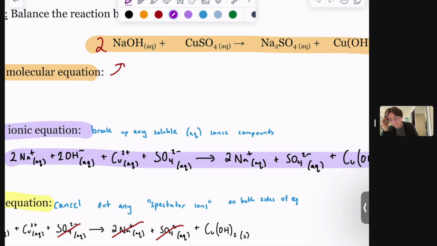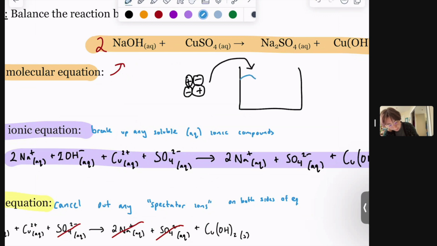You don't have to draw this if you don't want to, but we've talked about it lots of times: if you have a salt and it's a solid, it has a lattice, and then once you put it in the water, it breaks up into the ions. We've talked about that. But that is not the case for covalent things.